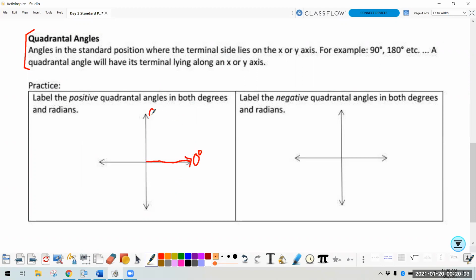The next quadrantal up here at the y-axis is 90. Then we have 180, 270, and back around to 360.